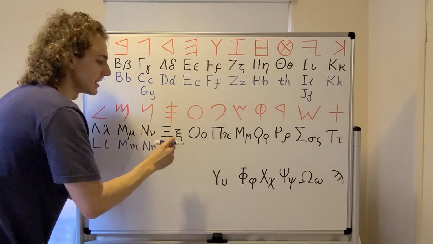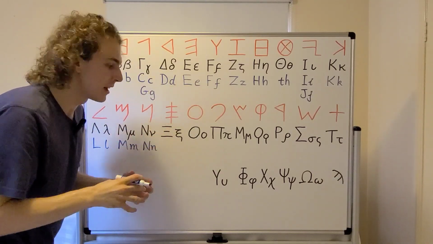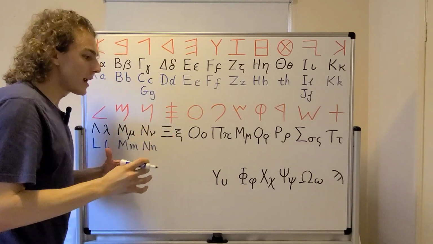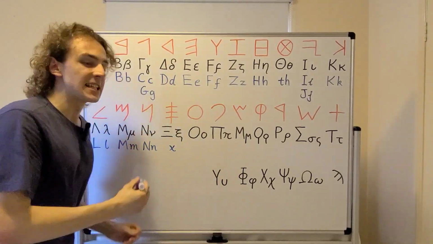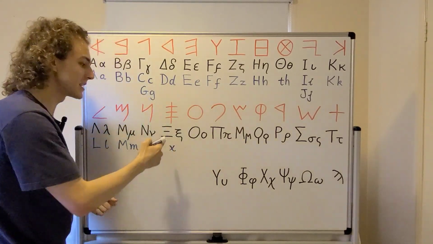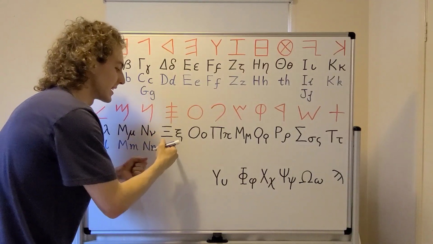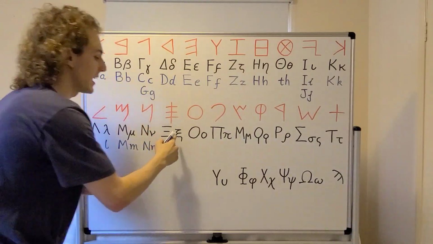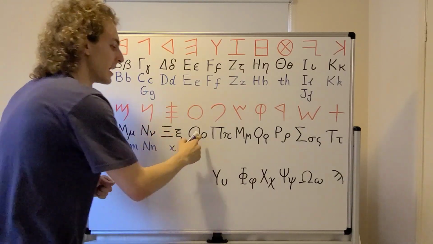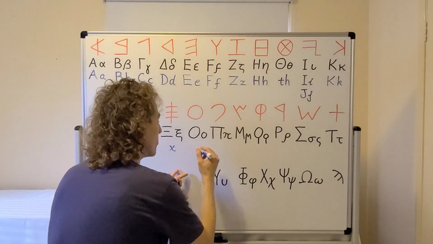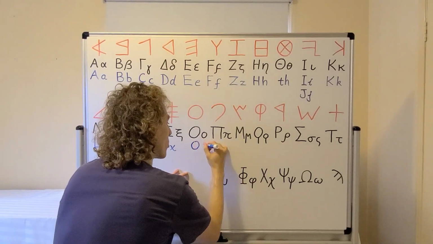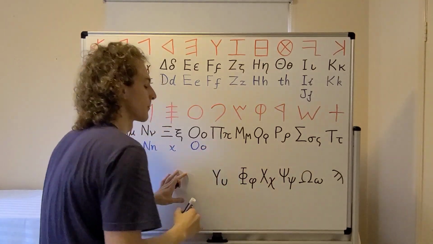Xi does not have a single letter counterpart, but it is usually romanized as an X. So we'll just write an X over here, like in xylophone. But it's not pronounced like the Greek xi, it's a xylophone sound. So that's how we will romanize this letter. Omicron corresponds to Latin O, which is the same as English O. And we have the capital form and the lowercase form.